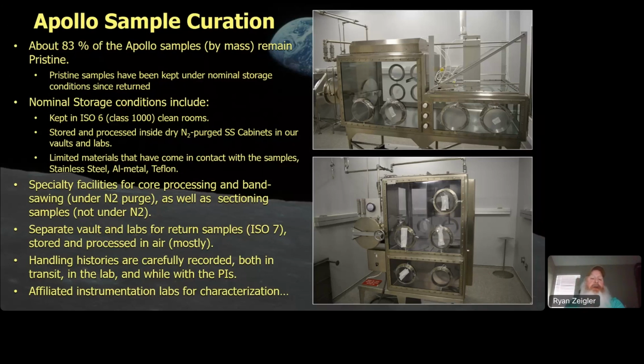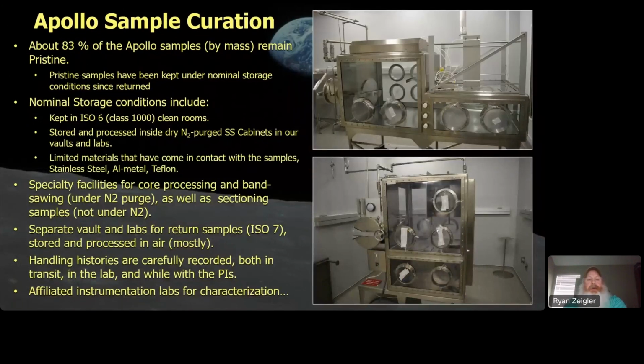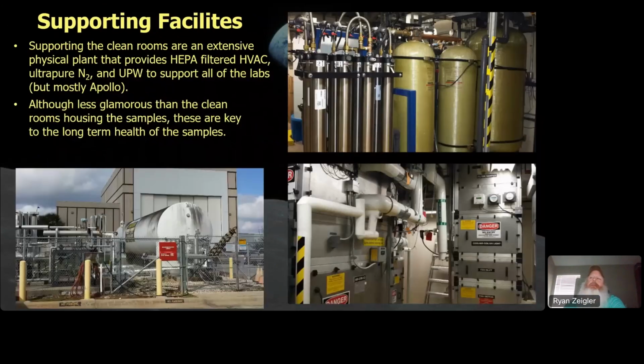In fact, most of the time, we have an entire separate vault and set of labs that we use for the return samples, where we process things in air. And that's an ISO 7 lab. And I didn't put pictures of those in, but oops. And then I think I've mentioned this a few times now, but the handling history and how we move the samples around, what has happened to them, where it happened, when it happened, all of that we keep careful track of. And then we have a few other instruments, and we'll talk about those later.